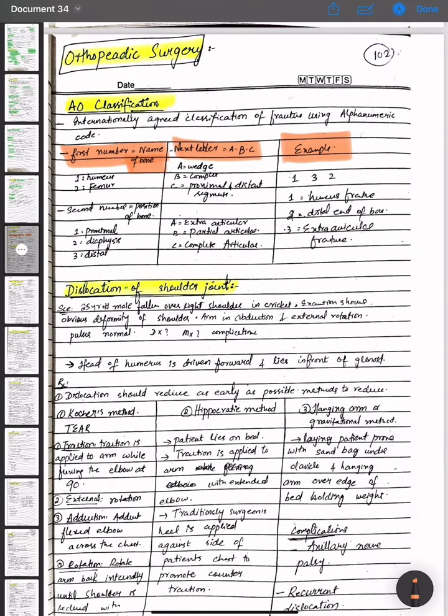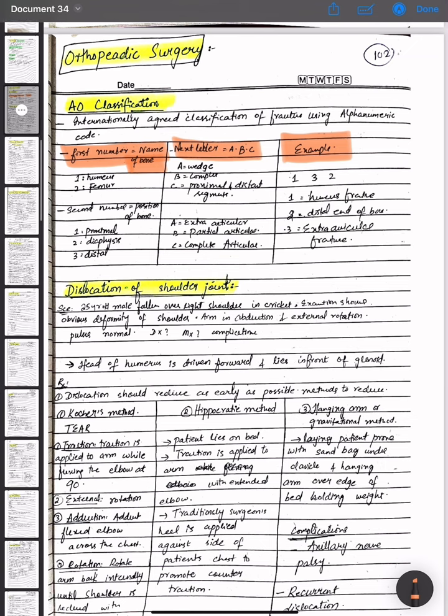Hello everyone. We have started the preparation for the surgery subject and we have already discussed the breast portion and the thyroid portion. Now we are coming towards orthopedic surgery. So first of all we have the AO classification. This is the Association classification of orthopedic trauma.